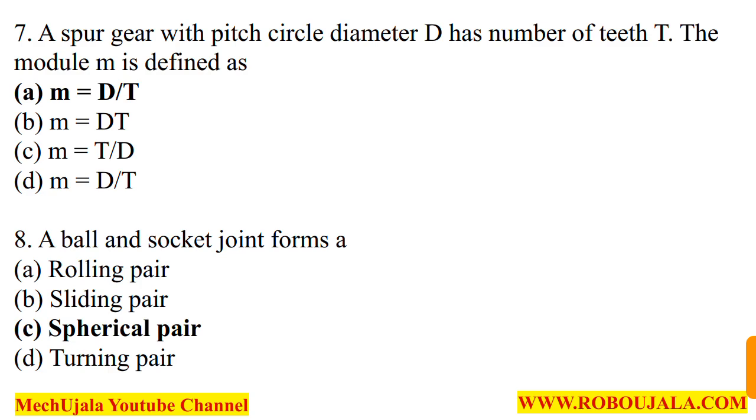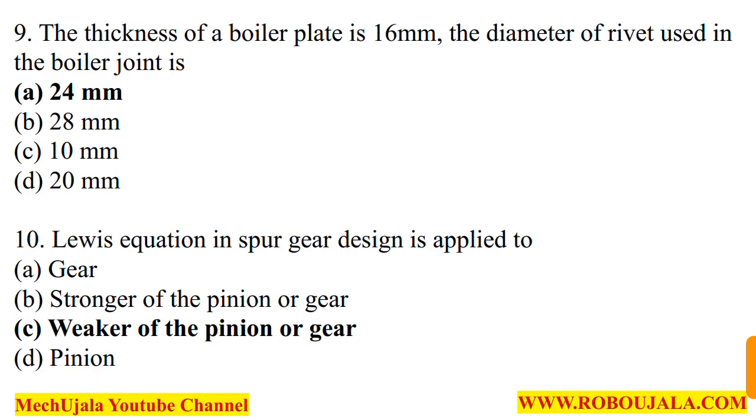So that's how they are making very easy questions. Now in question number 9, the thickness of a boiler plate is 16 mm. The diameter of the rivet used in the boiler joint is. So how can we calculate the diameter of the rivet?